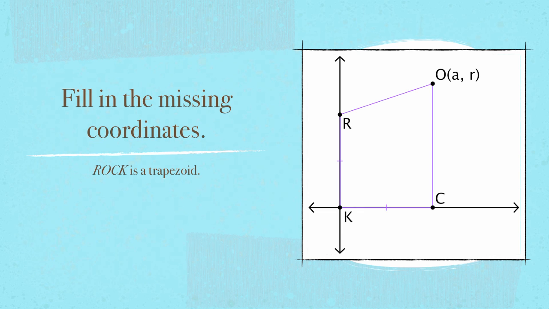So if I ask to fill in the missing coordinates, here I have a trapezoid. The only given point is point O with coordinates (a, r). Now notice the congruence markings. If I use point A, that indicates that this length, KC, is a units long. And so therefore the coordinates for point C are (a, 0). Likewise, the height from K to R is also a.